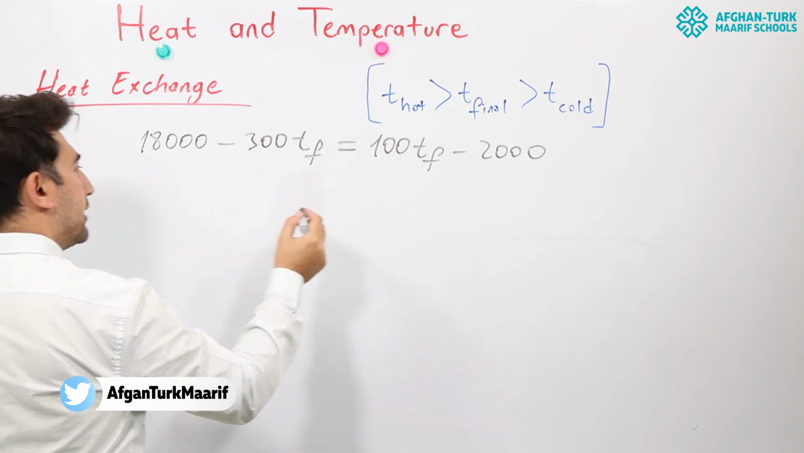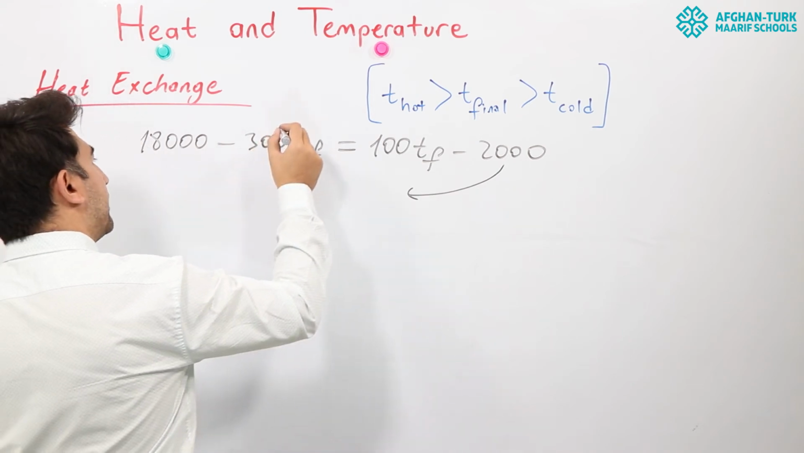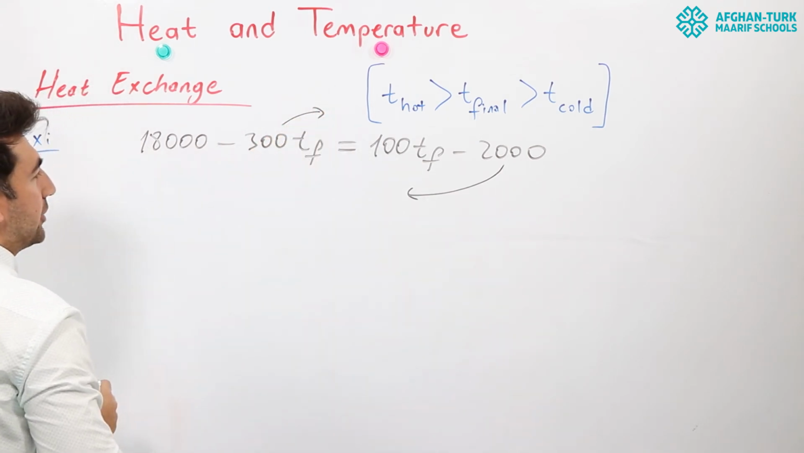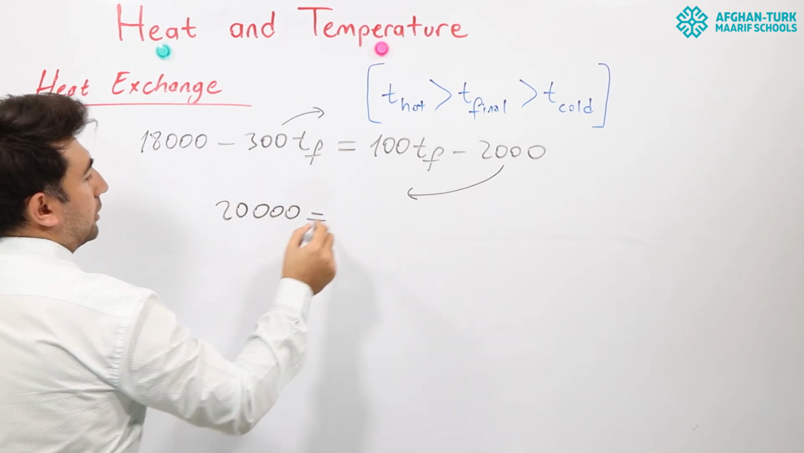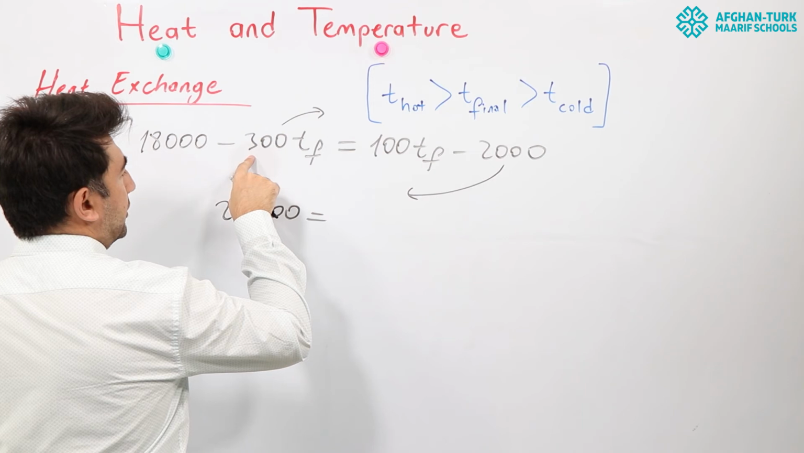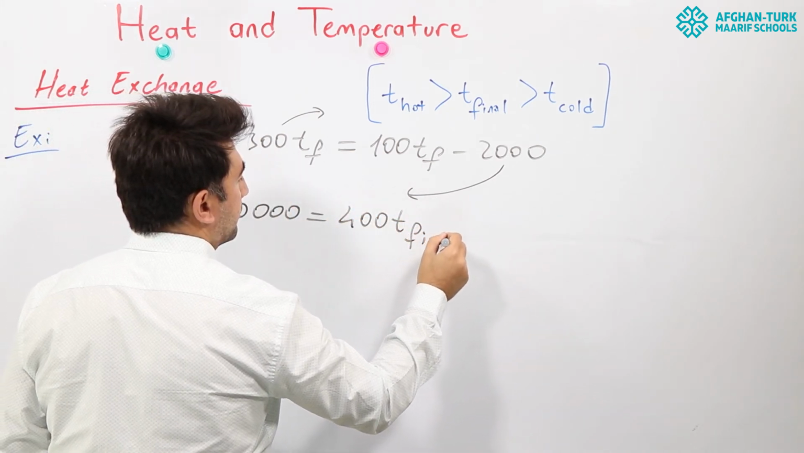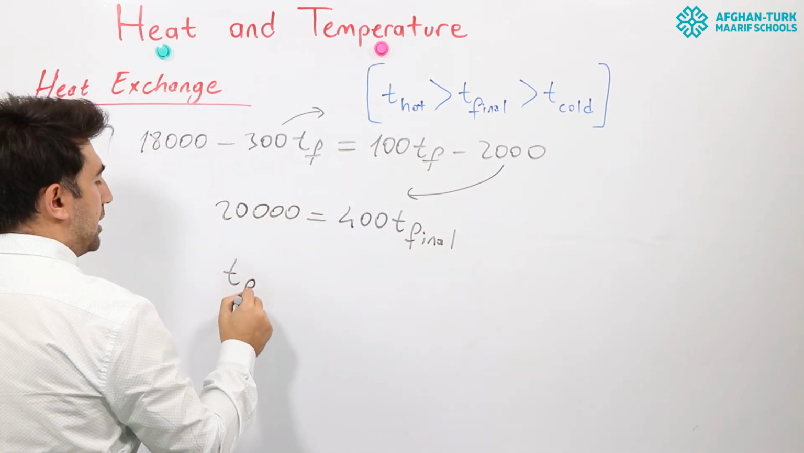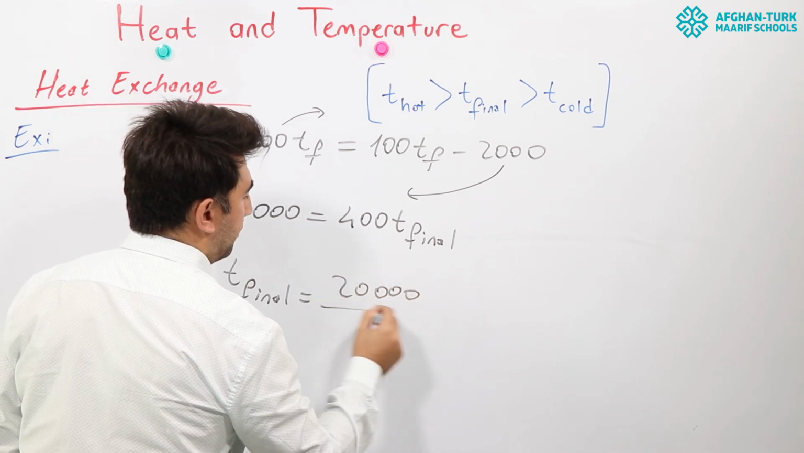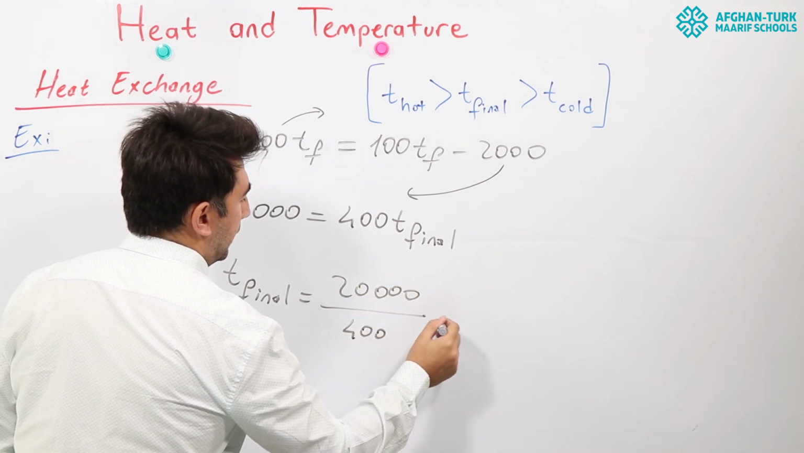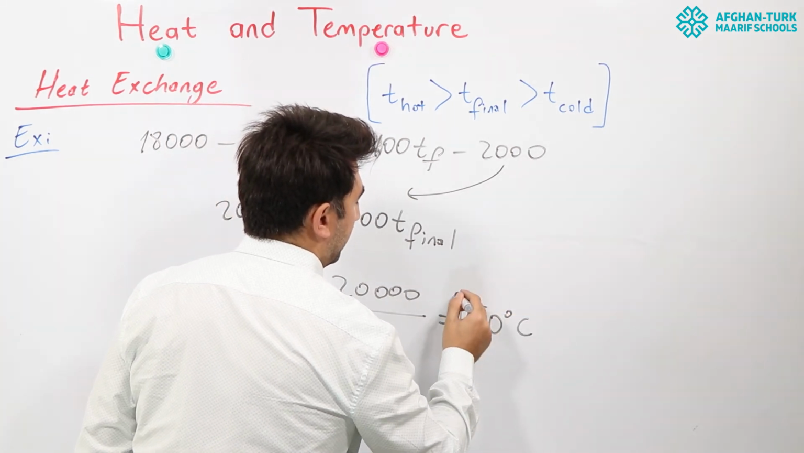It turns out that if I send this minus 2,000 to the other side and send the T final to the other side, I will have 20,000 is equal to 100 plus 300, 400 T final. And T final will be equal to 20,000 divided by 400, and that's equal to 50 degrees Celsius.